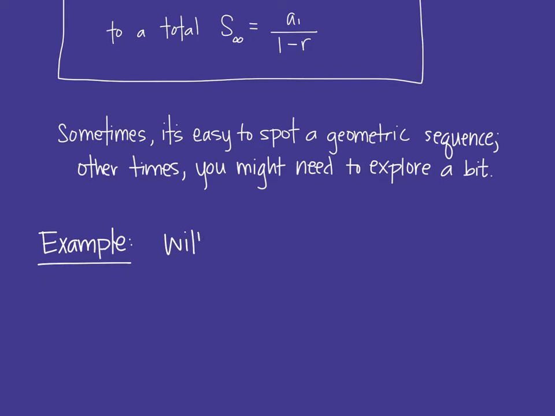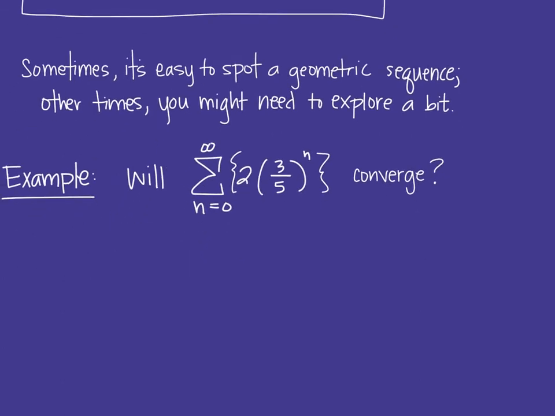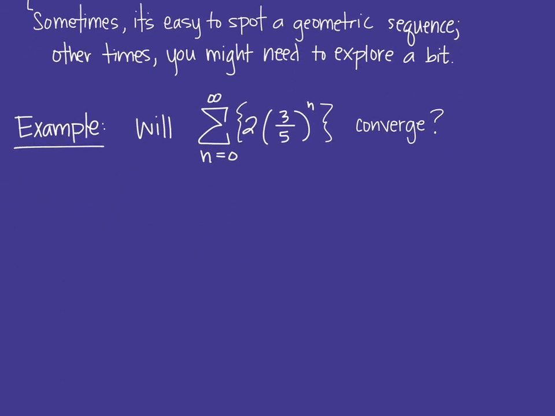All right, so first question. Will the series from 0 to infinity of 2 to the 3/5 to the n converge? As long as you distribute it back in, once you've kind of, yeah. All that matters is the multiplier.